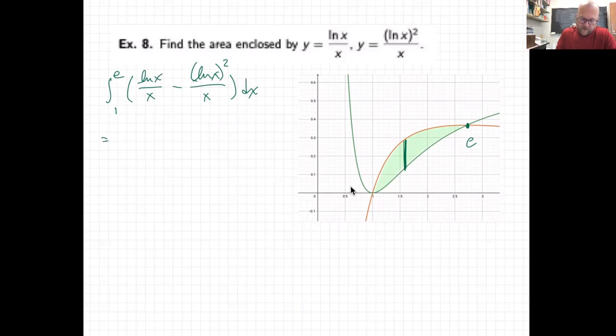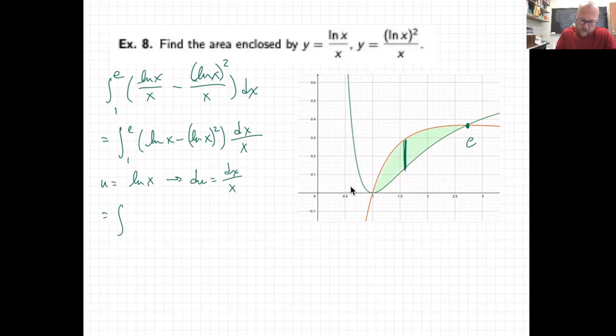Nicely, you can factor out the 1 over x and have your dx over x. And we're going to do the same u substitution as before. And so we are integrating u minus u squared du. When our x is 1, then our u will turn out to be 0. When our x is e, our u will turn out to be 1.